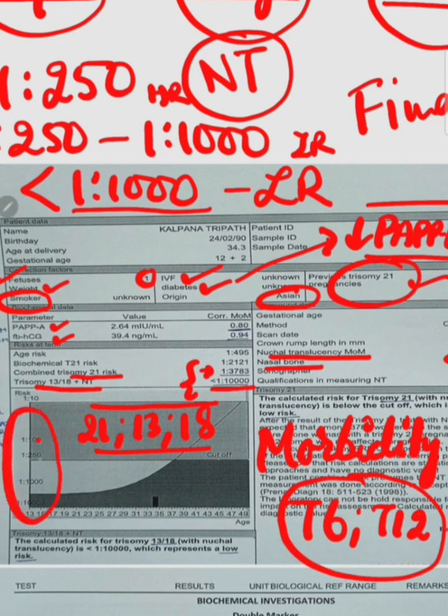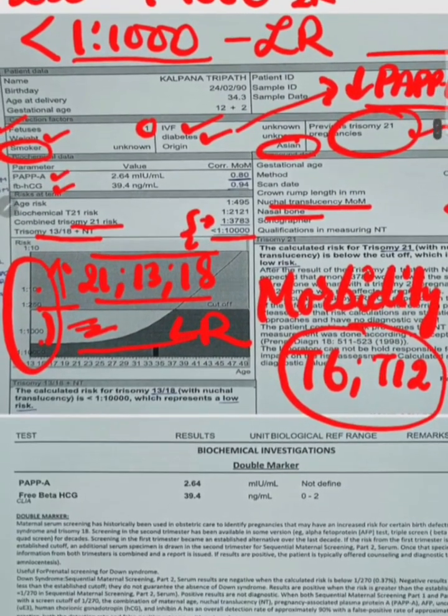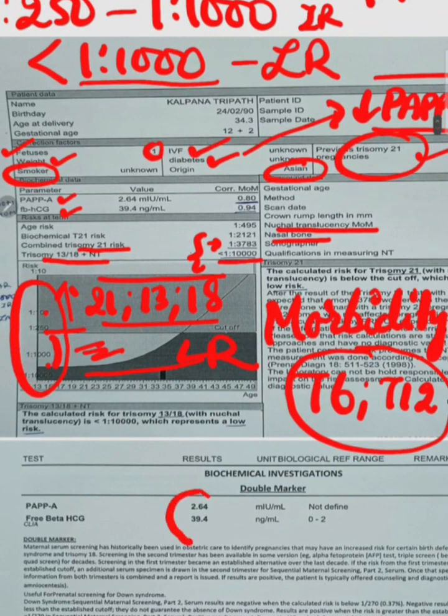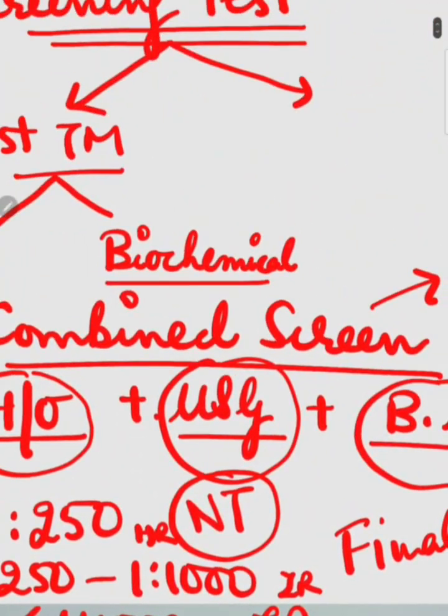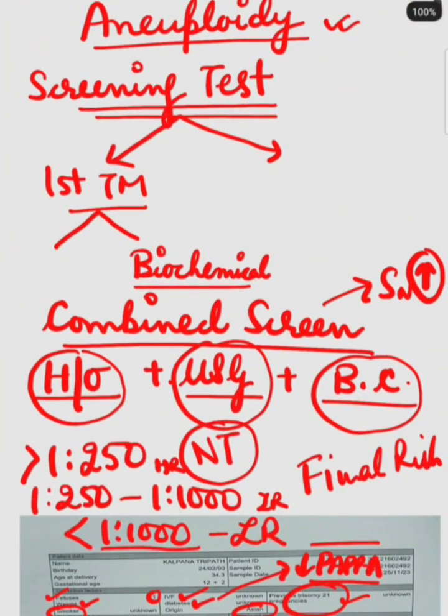I told 1:100, 1:250, 1:1000. All these markers are used, and so more than 1:250 is high risk. Between 1:250 and 1:1000 is intermediate risk, and less than 1:1000 is low risk. So this is how you calculate. Absolute values of PAPP-A and free beta HCG are not important until you convert them to multiples of median. So is it clear to everybody how we interpret a biochemical report of the first trimester?